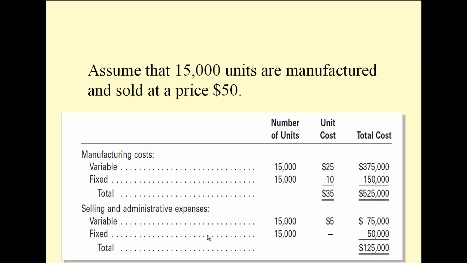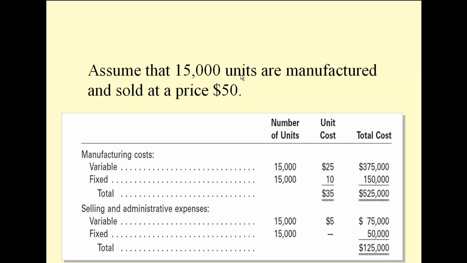In this case, we are told to assume that 15,000 units are manufactured and our selling price is going to be $50 each. You can see down here that we're going to sell the same amount as we're going to produce. And we're going to see that as long as we sell the exact units that we produce, both absorption and variable costing are going to give us the same figure for net operating income.